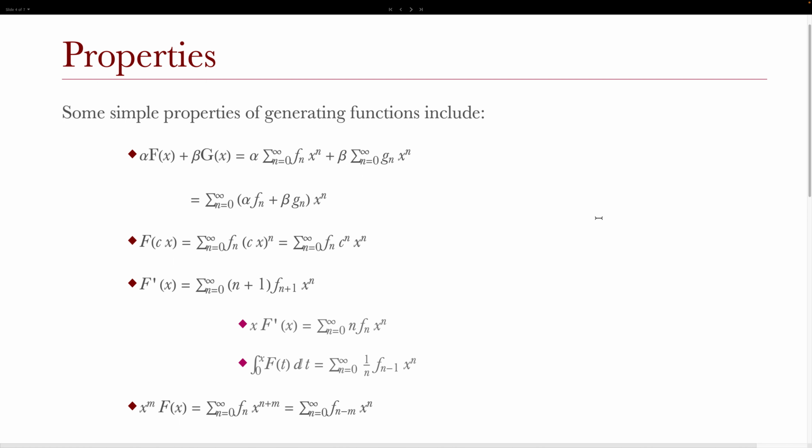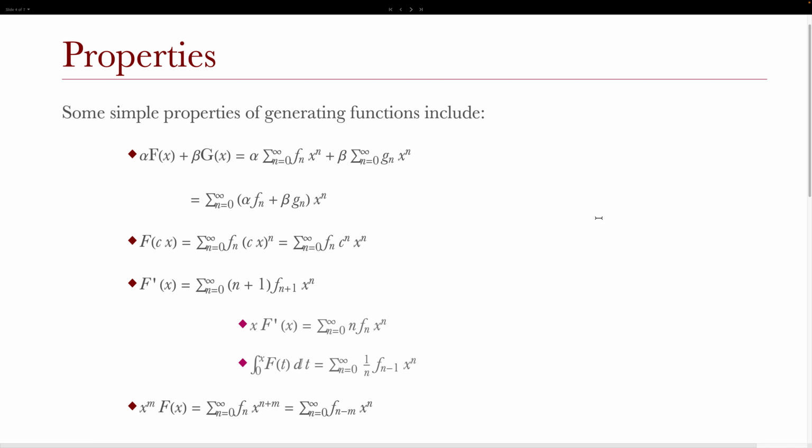Now if we take a generating function of a coefficient times its auxiliary variable, let's say big F of cx, that'll be equal to the infinite sum starting at n equals 0 of f sub n times cx to the power of n, which will then be equal to the infinite sum starting at n equals 0 of f sub n times c to the power of n times x to the power of n. Effectively, this means we can think of big F of cx as either the generating function for f sub n, c sub n, or the generating function of f sub n with an auxiliary variable of cx.